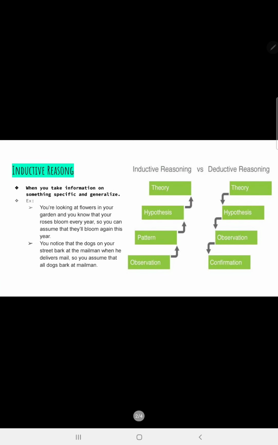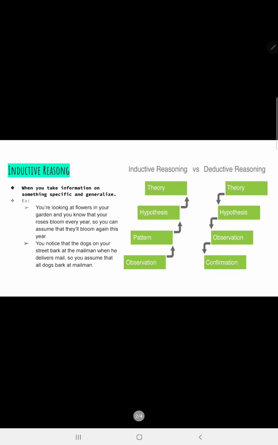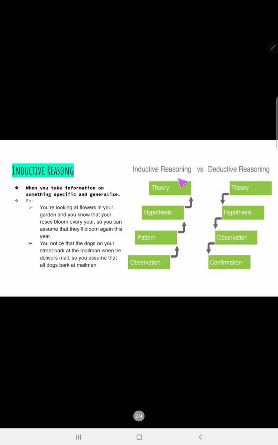The first one is inductive reasoning, and it means taking information on a specific topic and making a broad generalization that's probable, but still not 100% certain. Like it shows in this diagram, inductive reasoning goes from observation to pattern to hypothesis to theory. So, from specific to broad.